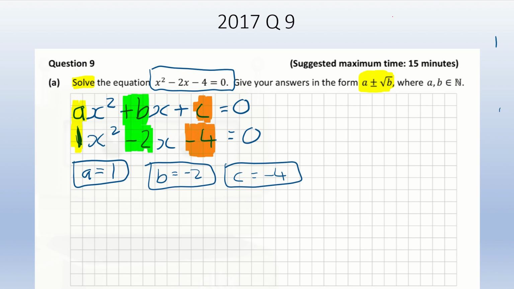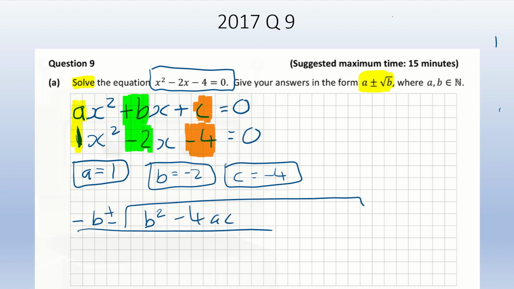Okay, so we're going to substitute in our a, b, and our c into my formula. So my formula is x is equal to minus b plus or minus the square root of b squared minus 4ac, all over 2a. Okay, so I'm going to substitute in my three values, my a, b, and my c, into my formula here.